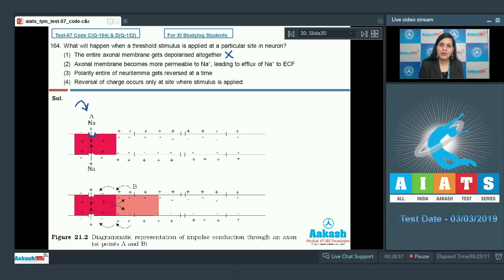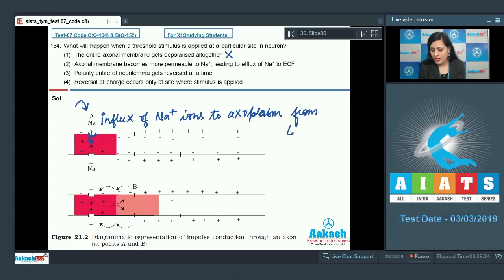And this change in permeability of axonal membrane leads to influx of sodium ions to axoplasm from extracellular fluid. So the very first option, entire axonal membrane gets depolarized altogether, is an incorrect option. It is depolarized at the site where threshold stimulus is received, and then the impulse is conducted through an axon.